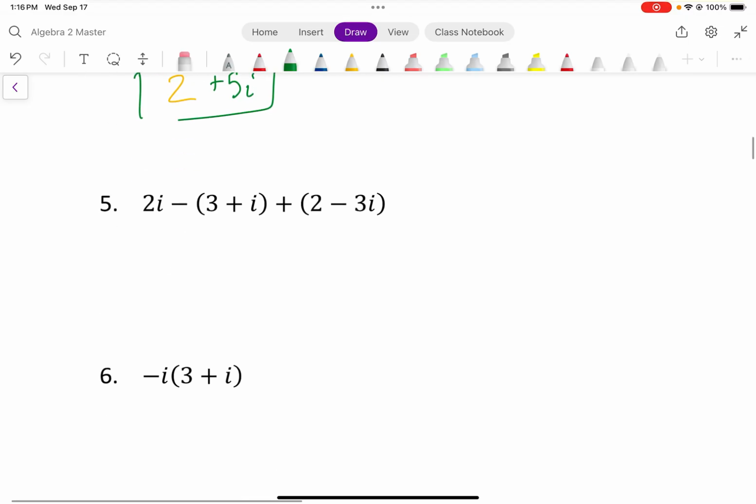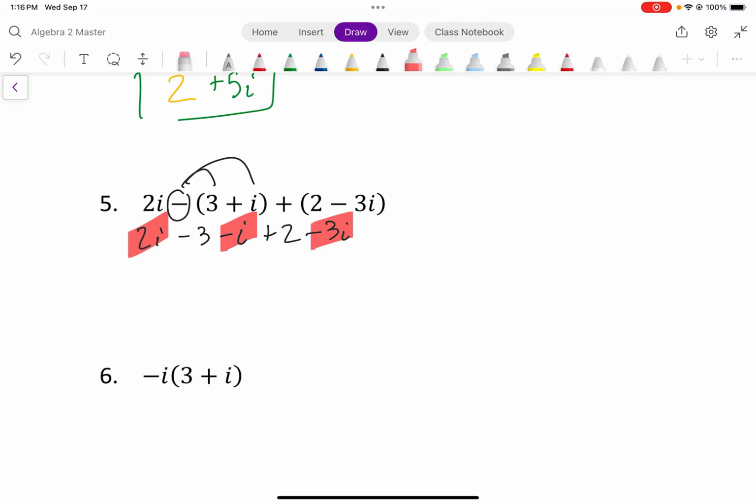In number 5, there's more things happening, and this has got one piece where you have to start being careful. You have this negative sign that's going to need to be distributed here. You can physically write this if it makes you feel better. You don't have to, though. I have 3 different i pieces and 2 constant pieces.